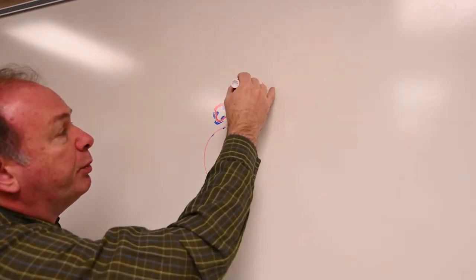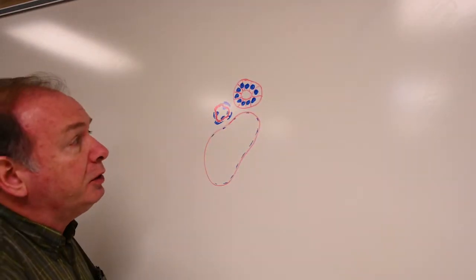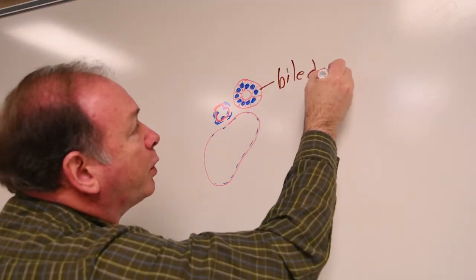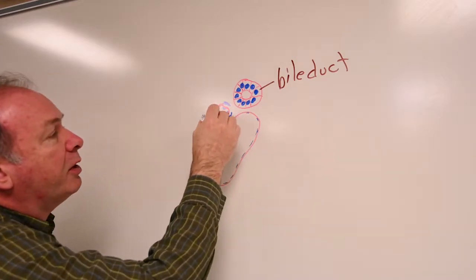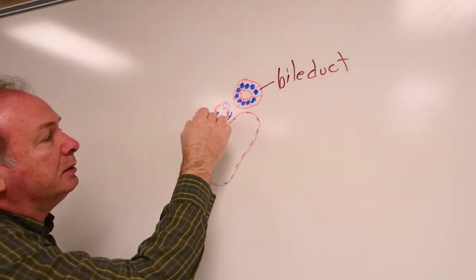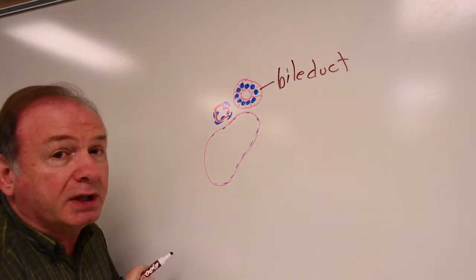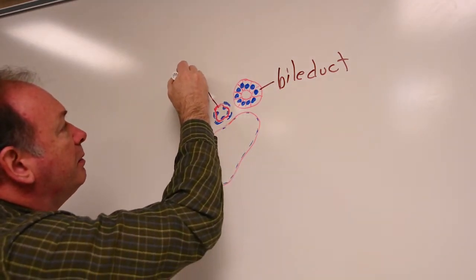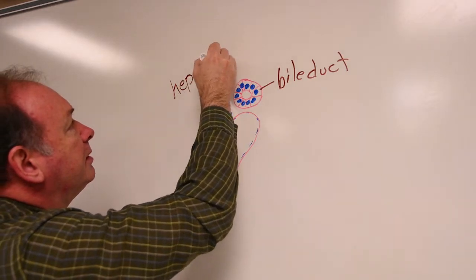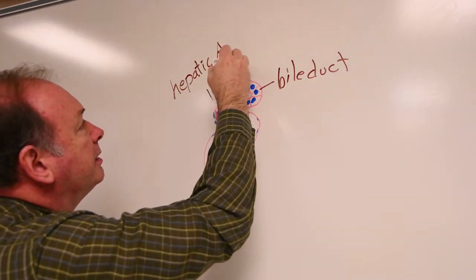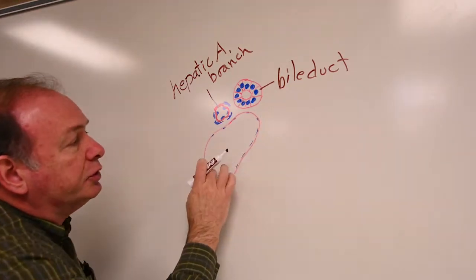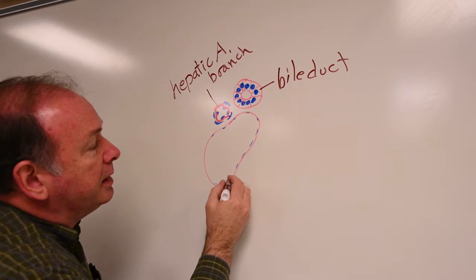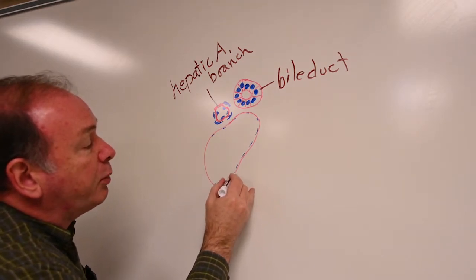So this here is a simple cuboidal epithelium around your bile duct. So this is our bile duct of our portal triad. Over here we have an artery, and these blue nuclei around it represent smooth muscle nuclei. But anyway, this is our hepatic artery branch. And this larger structure, and it always seems much larger than the artery in the portal triad, is the hepatic portal vein branch.